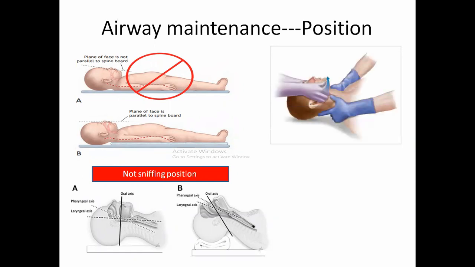And jaw thrust, exactly. So there's no head tilt and chin lift for maintaining the airway. So we need to do jaw thrust by simultaneously pulling the angle of jaw forwards with the two-hand technique. And the question here is, if you're not able to open the airway with the jaw thrust, what can you do? You did the positioning, you did the jaw thrust, and you're still not able to get the airway open.